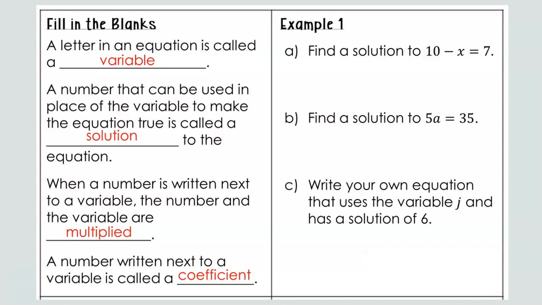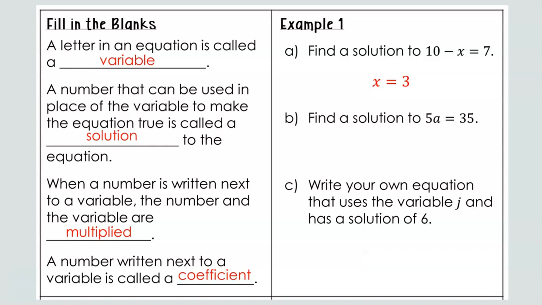Find a solution to 10 minus x equals 7. Well, remember, we're thinking to ourselves, what would we subtract from 10 to give us a value of 7? In this case, x equals 3. We can check that by saying 10 minus 3 does equal 7.